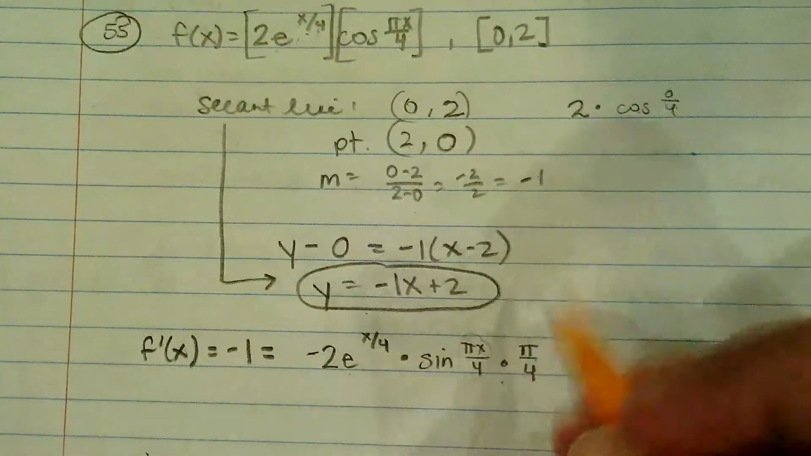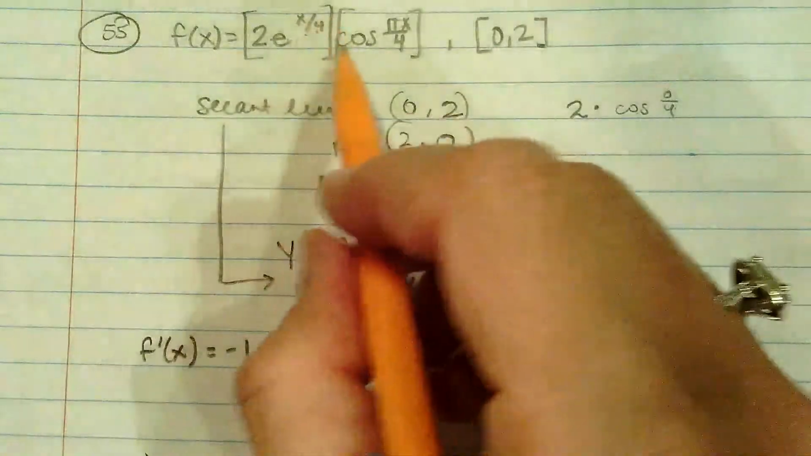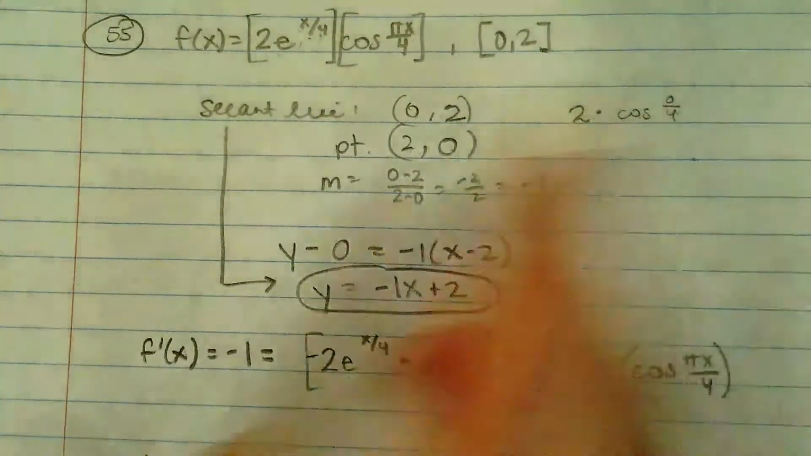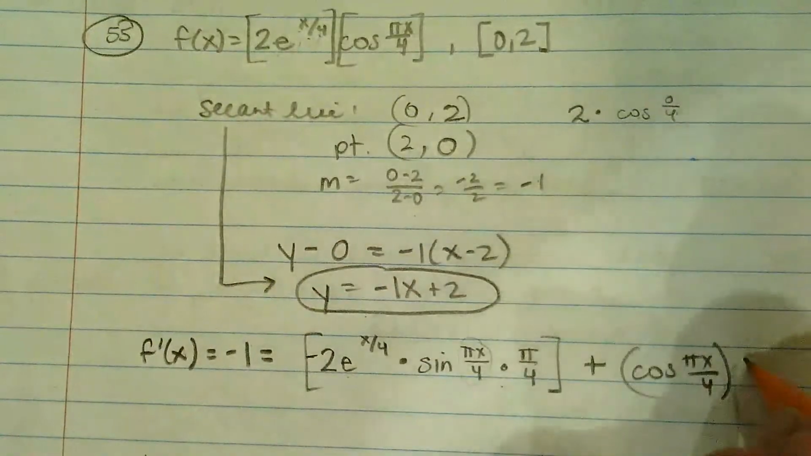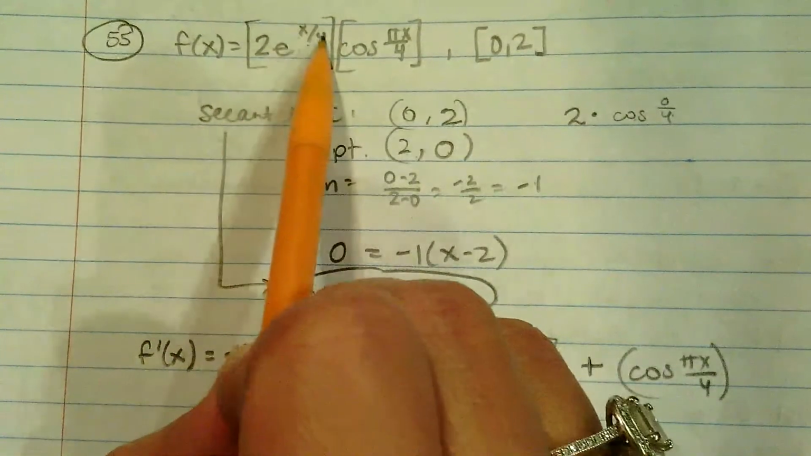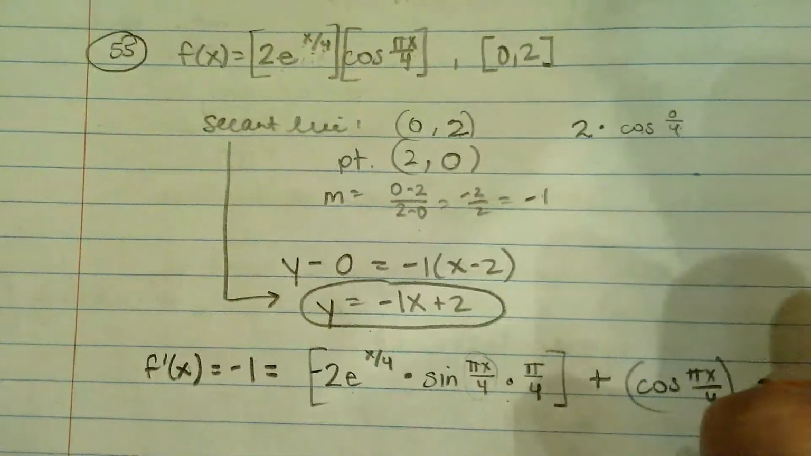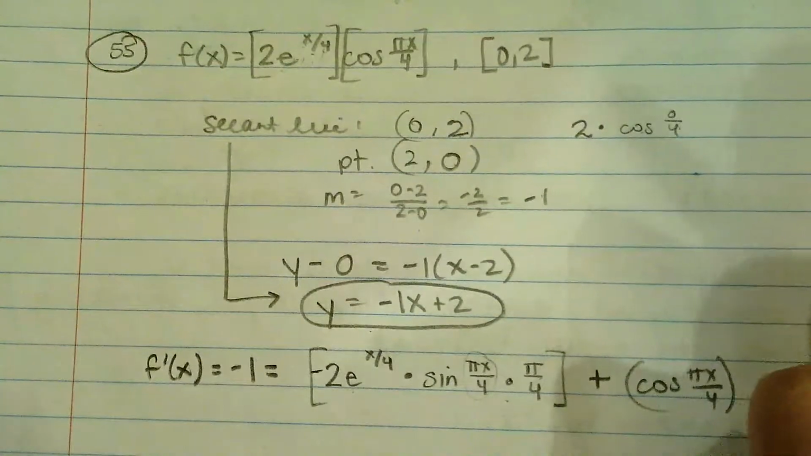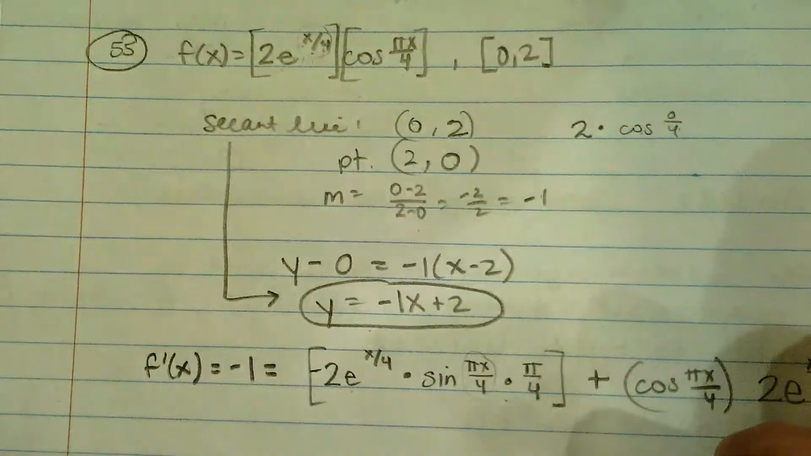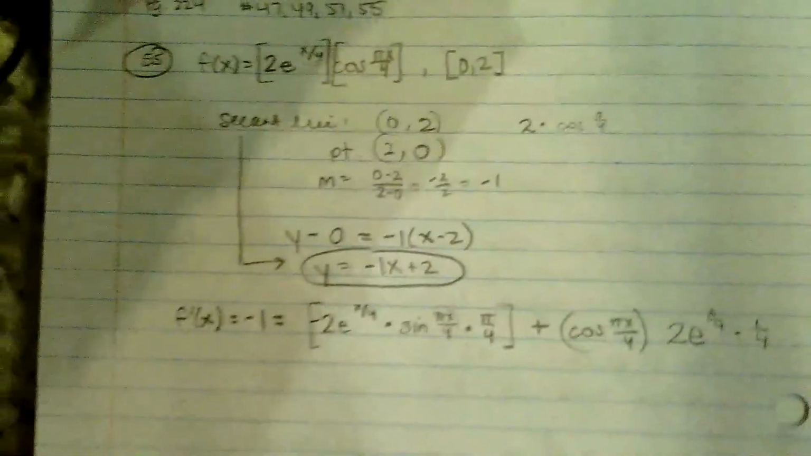First times derivative of the second plus second times derivative of the first, which is the derivative of e to something is e to the something. But again, times the derivative of what's inside. So times the 1/4. Whoops. Let's see that.